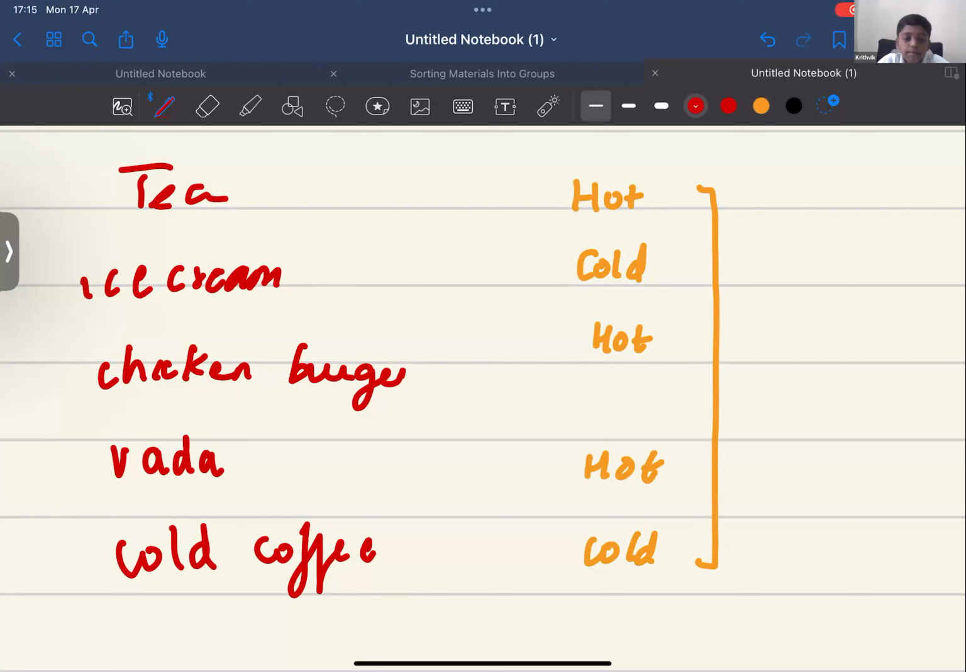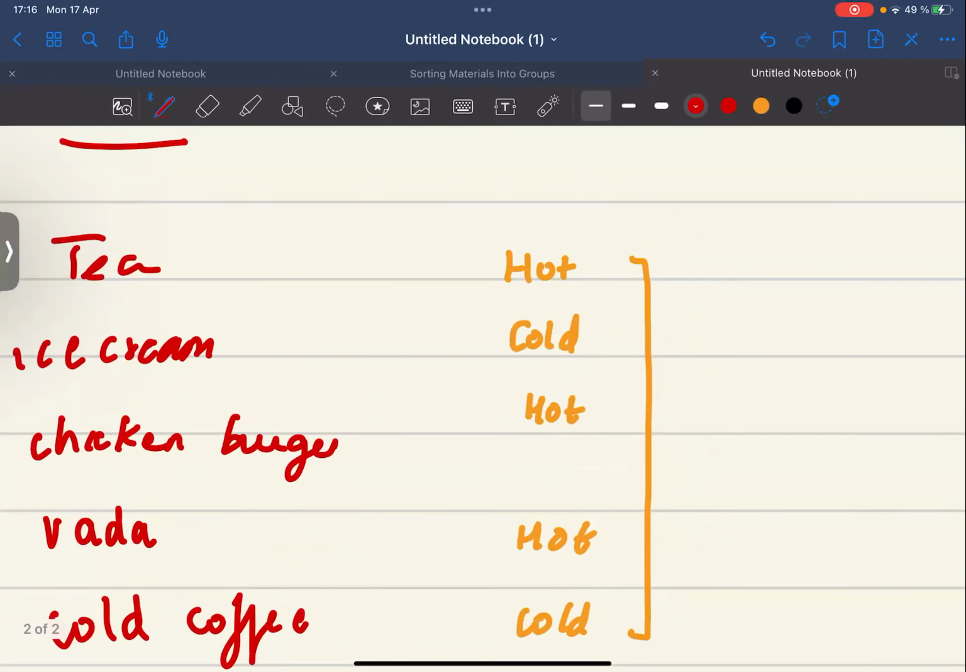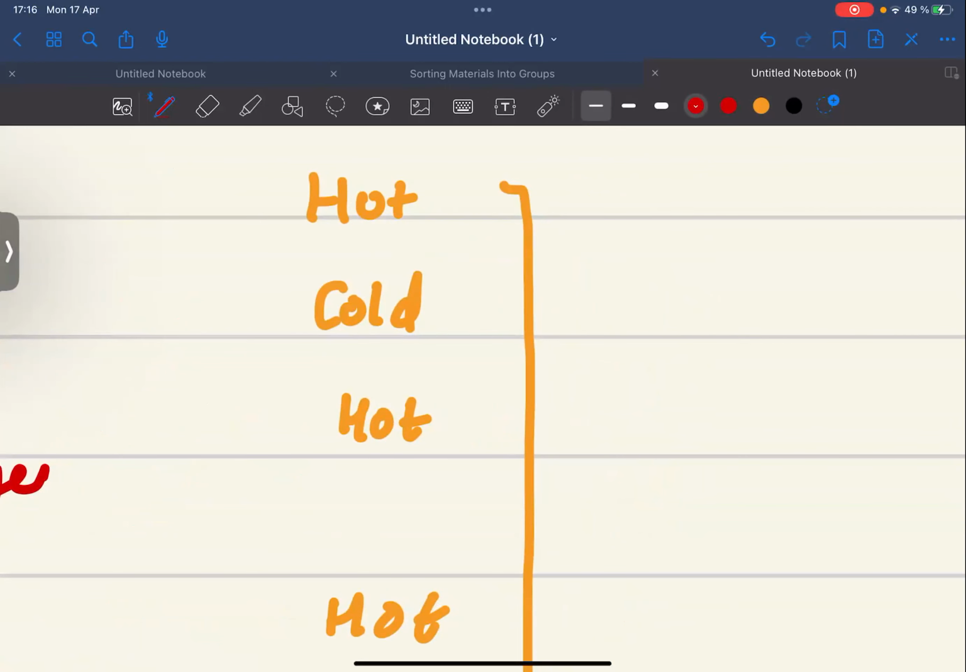Ma'am, by its temperature. Temperature, very good. So we understand something is hot or cold based on their temperature. This is the property which determines if something is hot or cold. So a reliable measure of hotness of an object is temperature. Temperature is how hot or how cold an object is. This temperature is measured using an instrument.